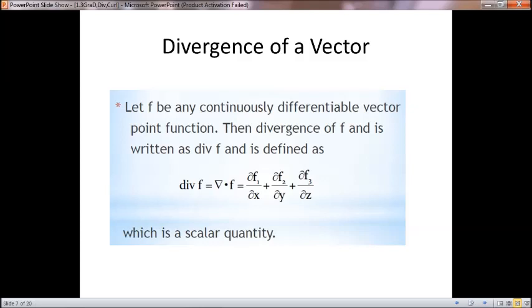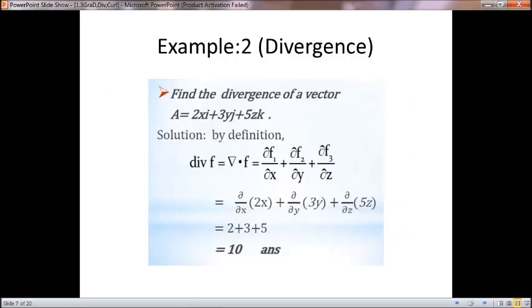We'll see one example which will give you clarity. A vector function a is equal to 2x i vector plus 3y j vector plus 5z k vector has been given. By definition, the formula for divergence of f is del dot f, which is equal to dou f1 by dou x plus dou f2 by dou y plus dou f3 by dou z, because del is dou by dou x into i vector plus dou by dou y into j vector plus dou by dou z into k vector, dotted with the f vector.